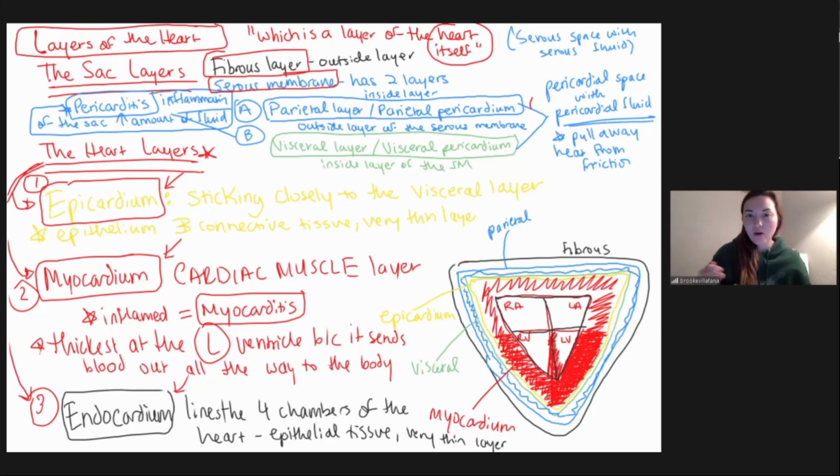So technically they're all layers of the heart, but when we say the heart itself, we're referencing the three, because it's like close to the heart or like really around the heart versus the other ones are kind of farther away. Is that clear? Does that make sense for the heart layers, everyone? We're good.